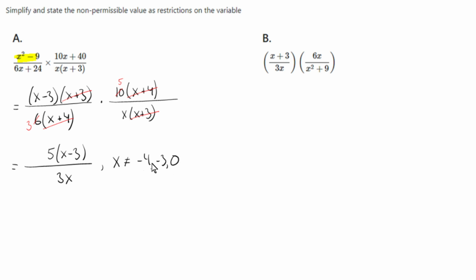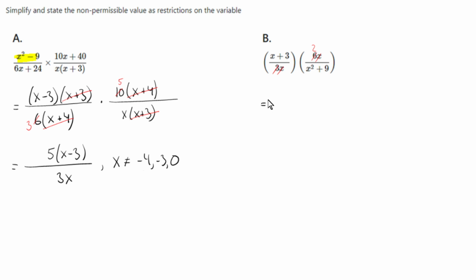In B, we cannot really factor anything here. So we're going to go ahead and see if we can simplify from the get-go. So this x cancels that x. We can divide 3 by 3, leaving us with 1. 6 divided by 3 is 2. All right? So what do we have left now?